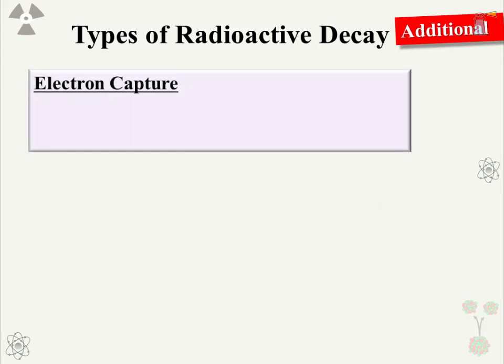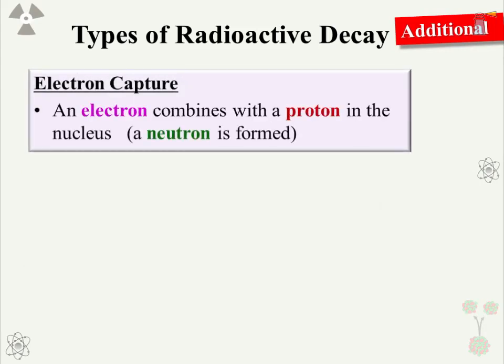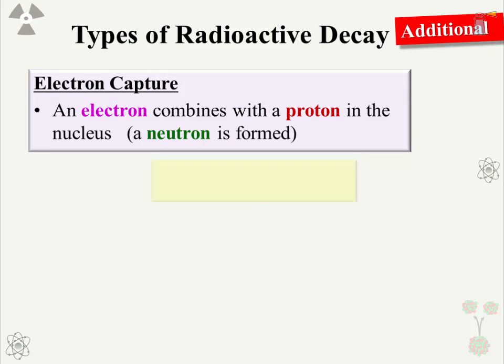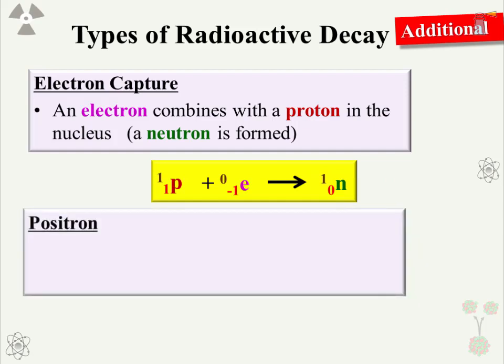There is electron capture. An electron combines with a proton in the nucleus. There's no emission here, but rather the formation of a neutron from a proton. It is really just the opposite of the beta particle emission from a neutron we saw earlier. Electron capture happens when an electron gets too close to the nucleus, and a proton and electron combine to form a neutron. And then there is the positron.